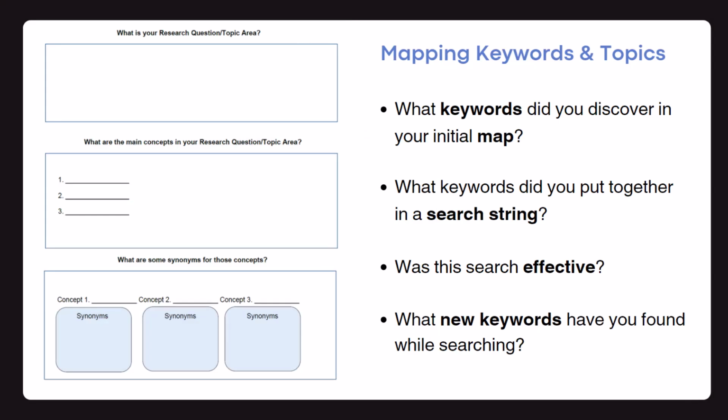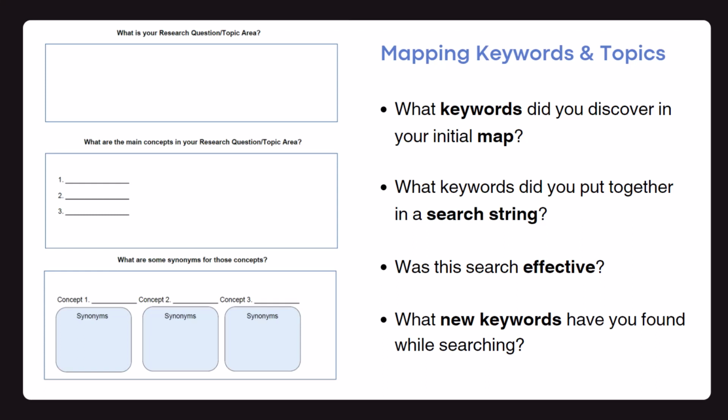Another method is to write down the research question or topic area, and then write down the main related concepts. Then take those concepts and write down different synonyms for those concepts. The idea is that these words become keywords, phrases, and subject terms that you will be using in your search. These words will come together to form search strings that you will use when you go to look for information sources. We'll look at examples of this in a little bit.